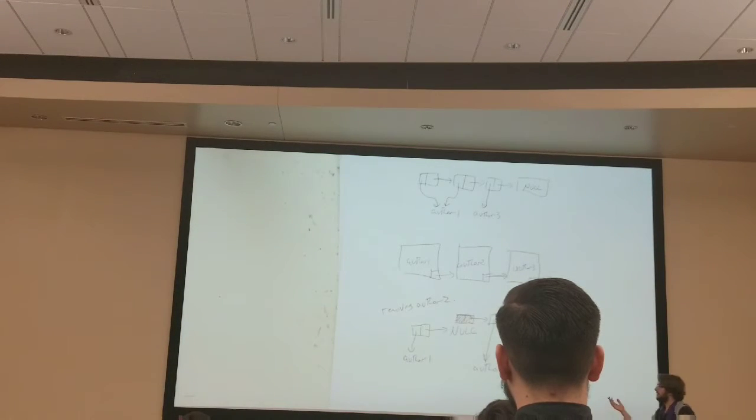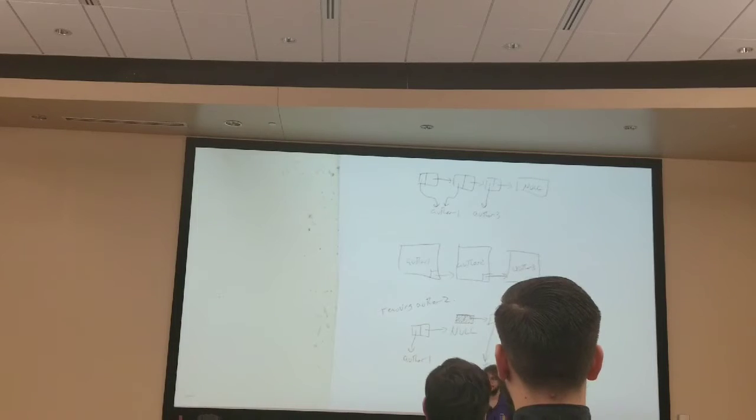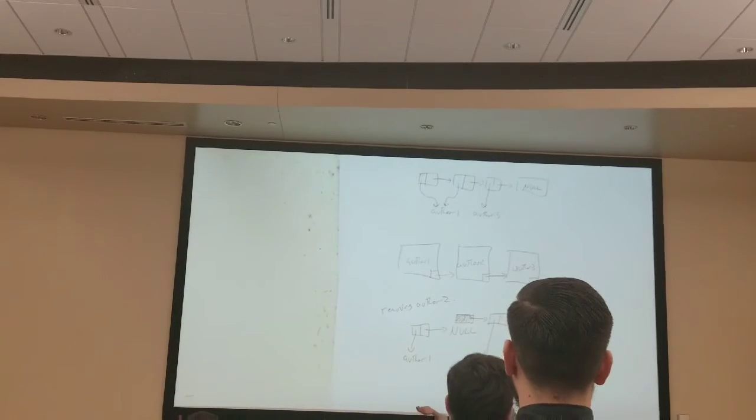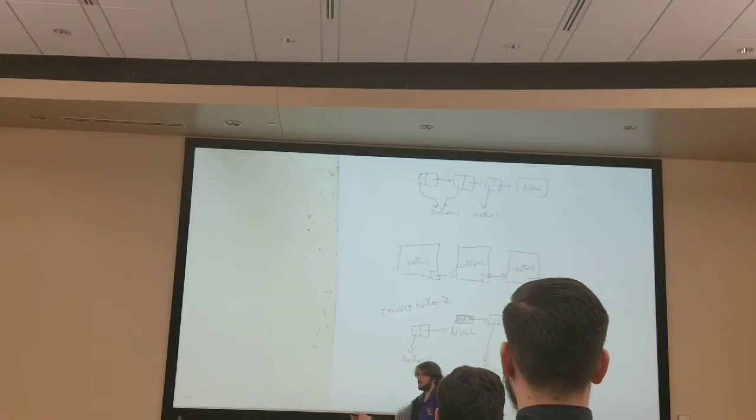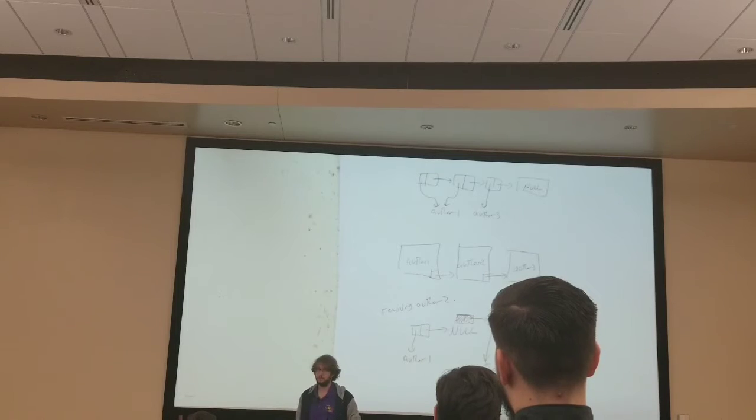If author 2 was the last person in my list, do you guys agree that this would have worked just fine? Why would this have worked just fine if author 2 was the last element in my list? Yeah, he points to null already, right? We don't have to worry about freeing null because null doesn't need to be freed. We're good with the structure. If we remove on the end of the list, there's no problem at all.